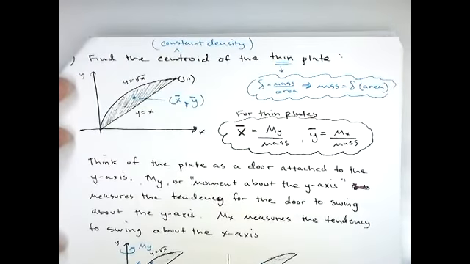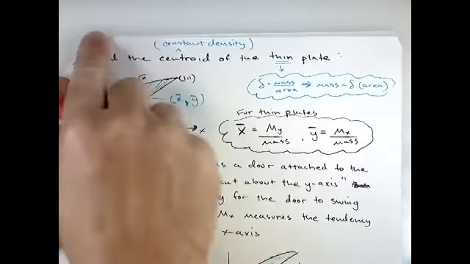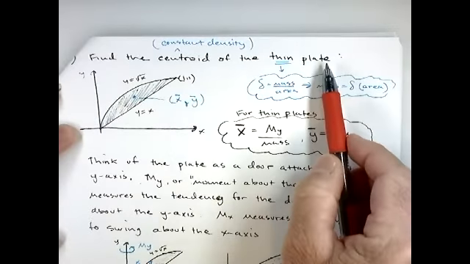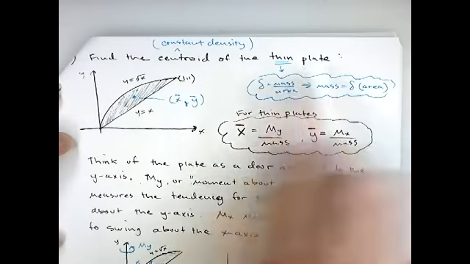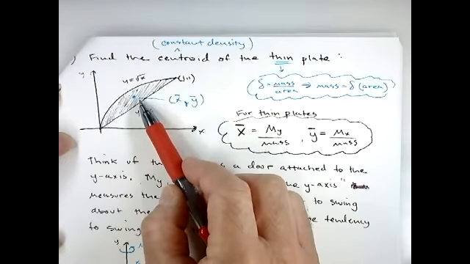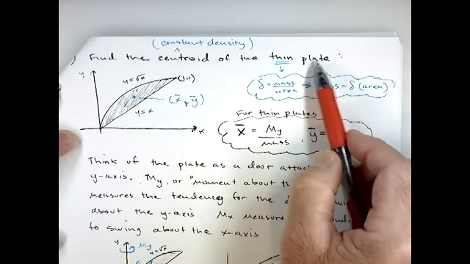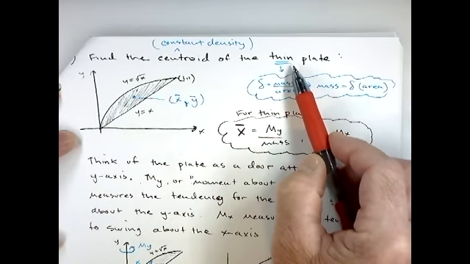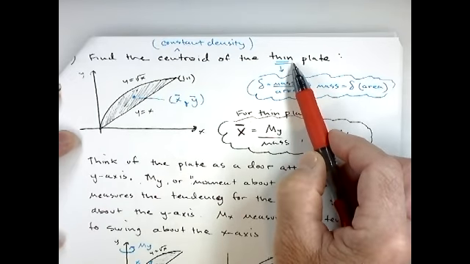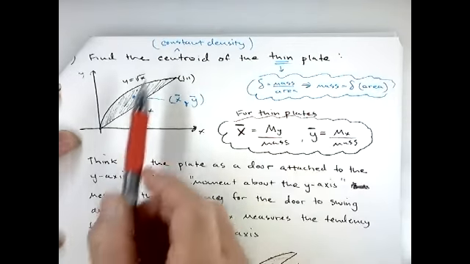We're going to now imagine we have a thin plate. So this is a two-dimensional object now, okay? Of course, a real plate, a real object would be three dimensions. So when we say thin, we mean infinitely thin, okay?